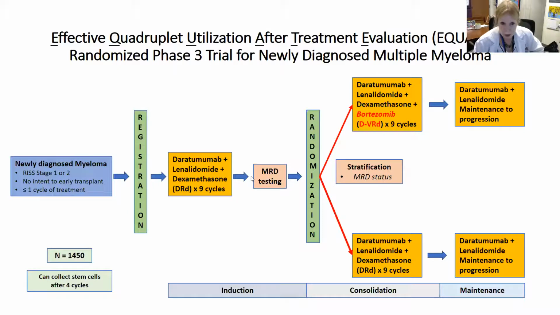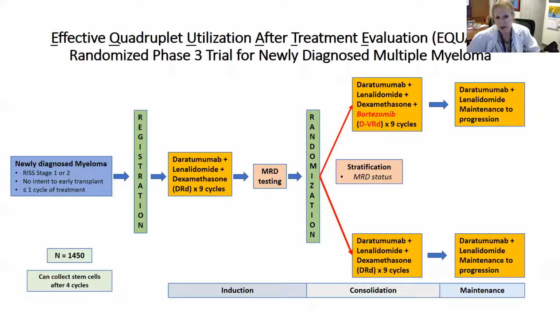And people will be asked to either get a 4th drug in here, that bortezomib drug, or stay on what they've been on for another 9 cycles, and then go on to the same maintenance in each arm, daratumumab and lenalidomide. So in this particular trial, both MRD positive and MRD negative people are going to be put in each group, and you aren't going to be told what your MRD status is.